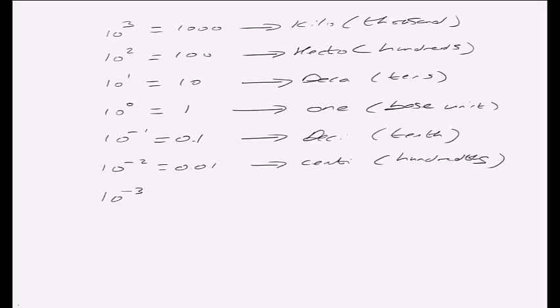And then finally 10 to the minus 3, which is 0.001, which we write as milli, or we refer to as thousandths. And these are all changing by 1 order of magnitude, base 10. We note that the decimal point moves each time.